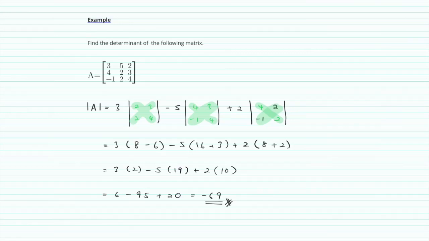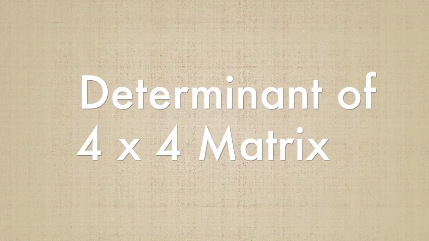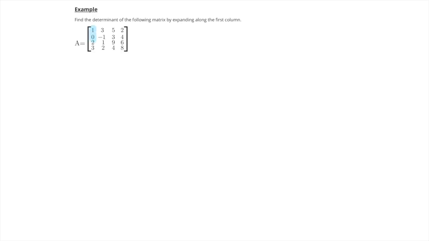You can also calculate using expansion along any row or column and get the same answer. Be sure to try that yourself. In the next example, we look at the determinant of a 4 by 4 matrix.